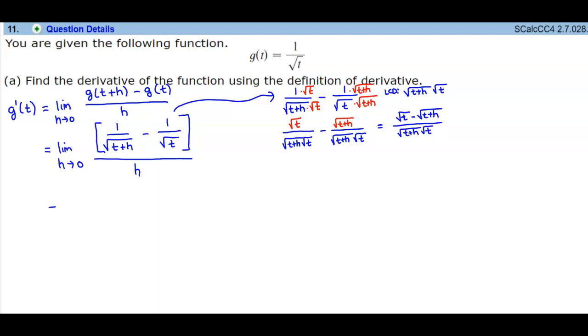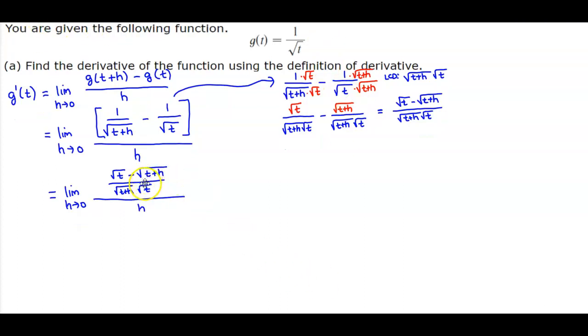So over here, we're going to continue in our limit as h approaches 0. So in the numerator, we have the square root of t minus the square root of t plus h over the square root of t plus h times the square root of t, and then we're dividing this entire thing by h.